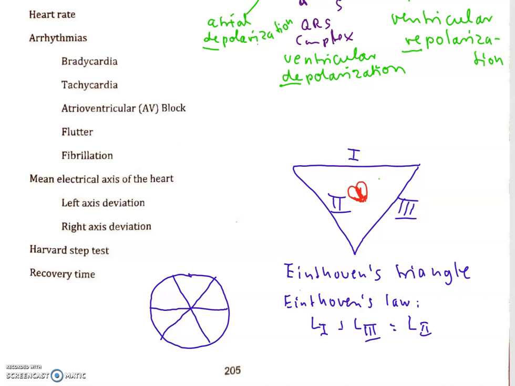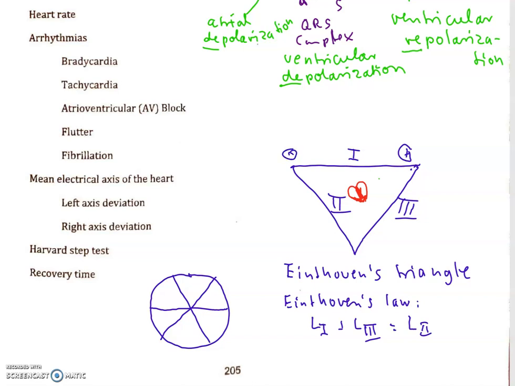So let's continue our discussion of how we're going to figure out the mean electric axis of the heart. Let's take a look at this diagram over here first. Here I drew a triangle that is a configuration of 3 leads, and that is the classic Einthoven's triangle. Lead 1 is up here, and that will be from right arm to left arm, where this is the plus direction, and this here is the minus direction right here.